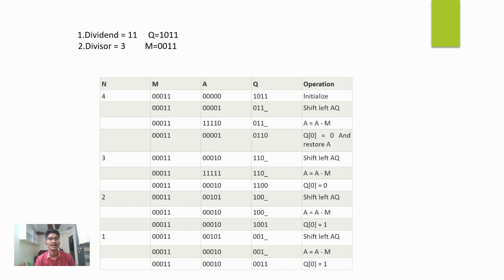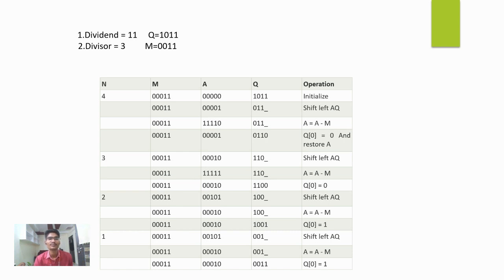We have to add zeros to A and M to increase the number of bits to n plus 1 bits. Here the number of bits is 4, so we have to write it with 5 bits, as 4 plus 1 is equal to 5. So the value of M will be 00011, and the value of A will be 5 zeros. Q is given with 4 bits as 1011, and the operation is initially 0.